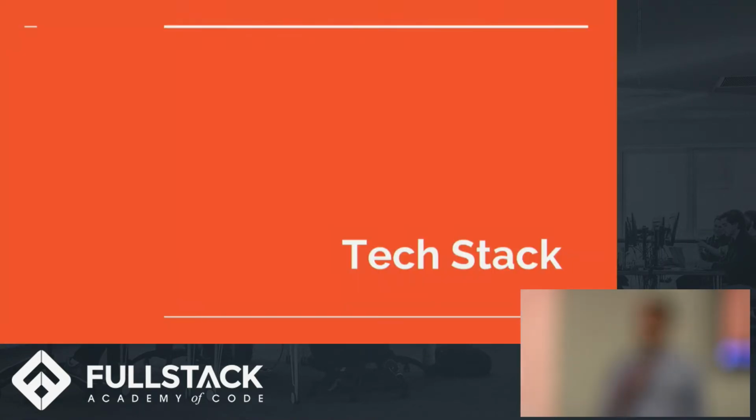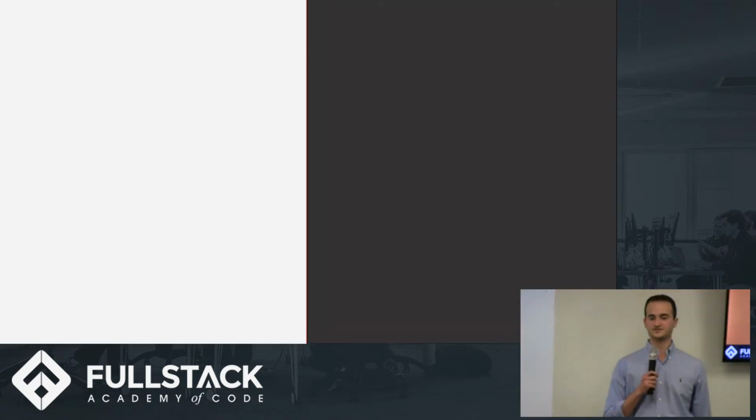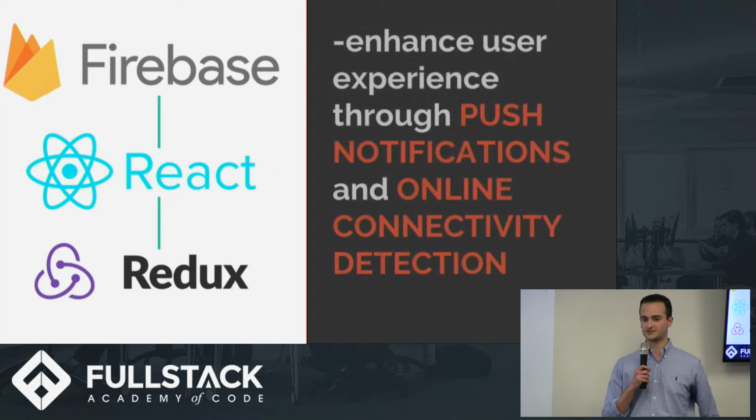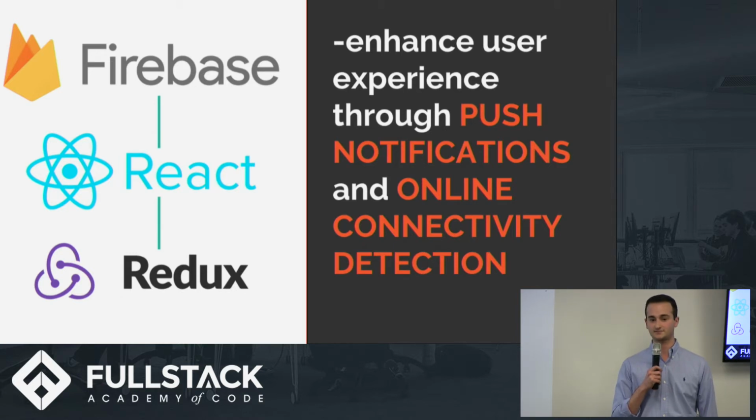Thank you, Dom. Saffire uses React Redux on the front end and Firebase on the back end. We decided to use Firebase because it allows us to enhance the user experience through push notifications and online connectivity detection. Even if a user isn't currently logged into Saffire, we can still send them notifications to let them know if they have upcoming events or if another user is trying to contact them. Through online connectivity detection, we can tell when a user gains or loses internet connection, allowing us to define separate online and offline capabilities for the user.